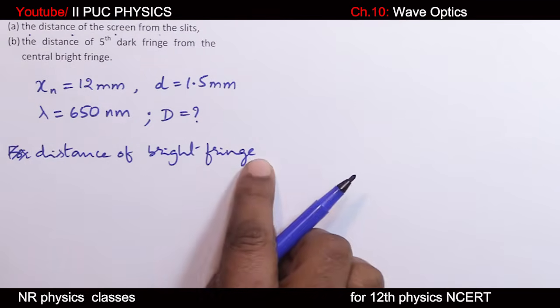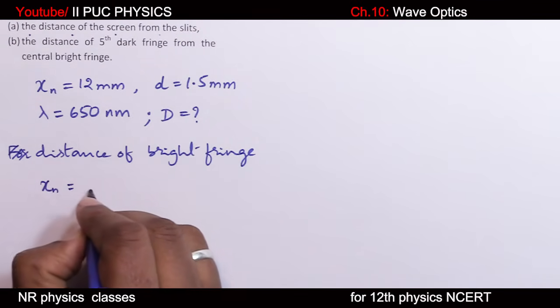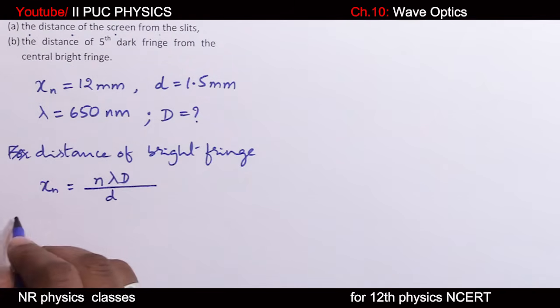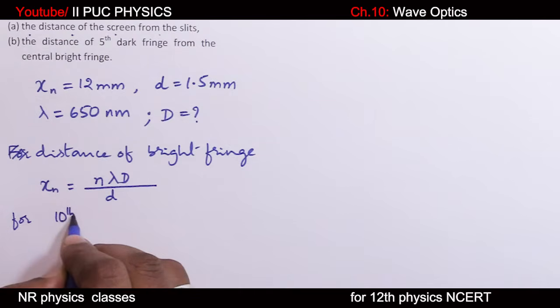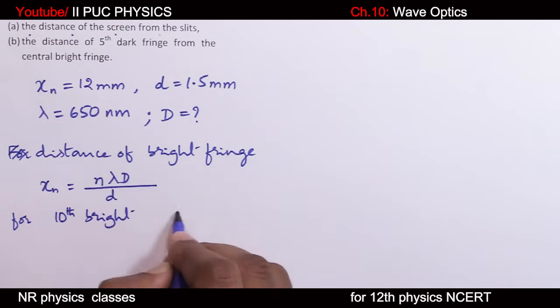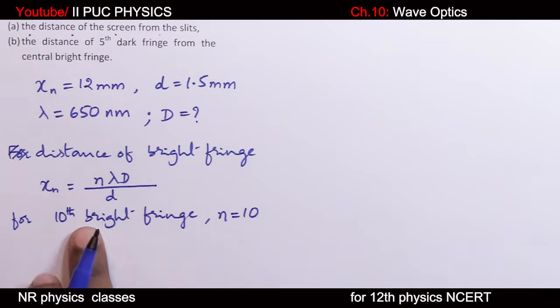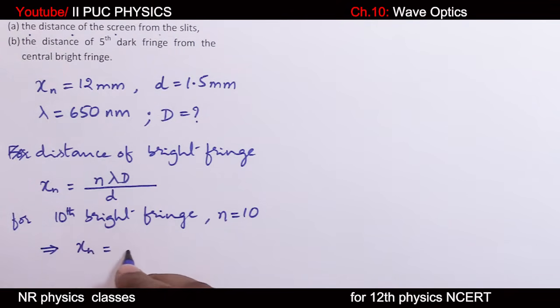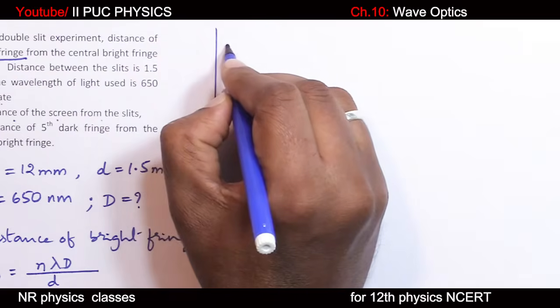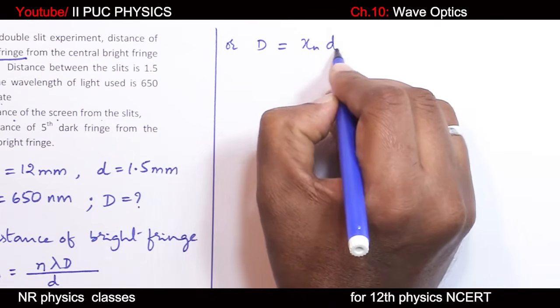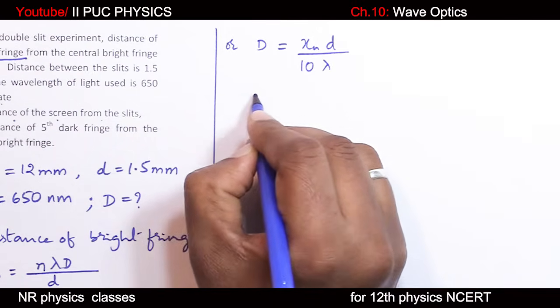Distance of bright fringe from the central bright, Xn equal to n lambda D by d. For the 10th bright fringe, n is 10, which implies Xn equal to 10 lambda D by d, or D equal to Xn d by 10 lambda.